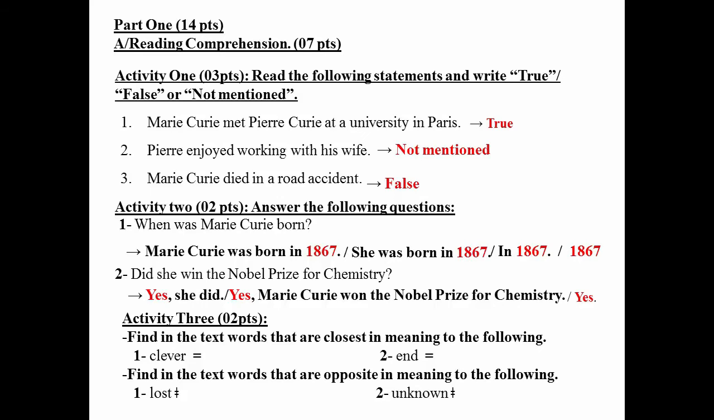Find in the text words that are closest in meaning to the following. The first word is clever. Okay? So the synonym of clever is, and I think that you know it, it's easy. Great. Intelligent. And it is in paragraph 1, intelligent. So clever, the synonym of clever is intelligent.